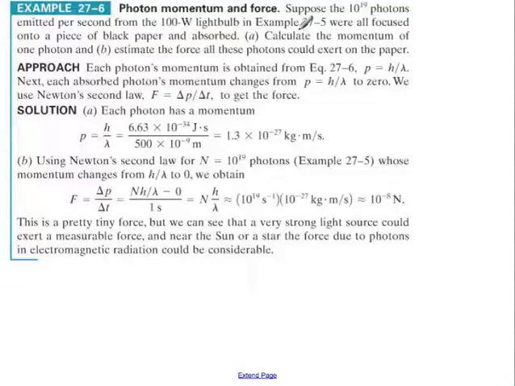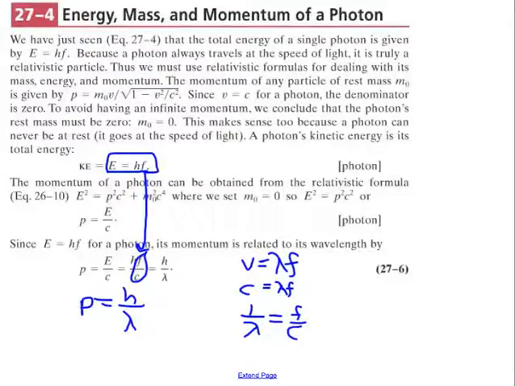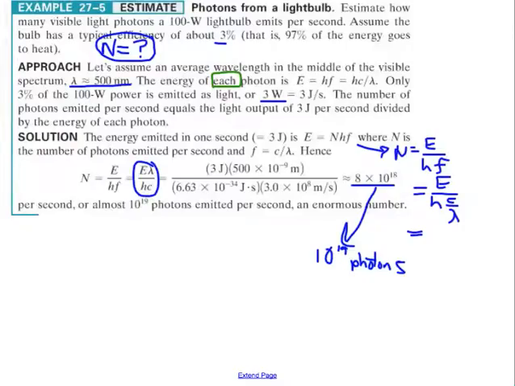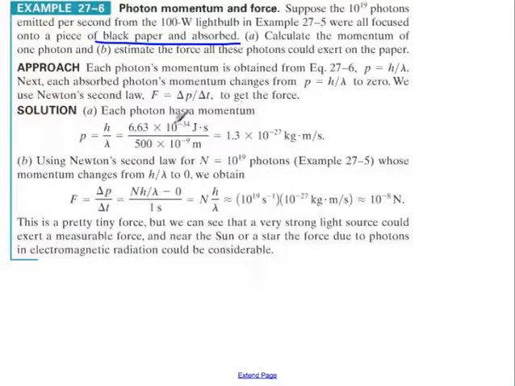Anyway, so now this one says, suppose that those 10 to the 19th photons were focused onto a piece of black paper and absorbed. So we're thinking like a black body problem now, right? And it says calculate the momentum of 1 photon first. So momentum of 1 photon, didn't we have an equation for that? Momentum was Planck's constant divided by wavelength. Planck's constant's a number, right? Done. Wavelength, what did we have back here? Was it this guy? 500 nanometers? There it is, though. 500 nanometers. So we should be able to just plug that in.